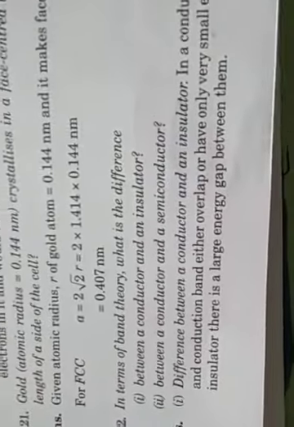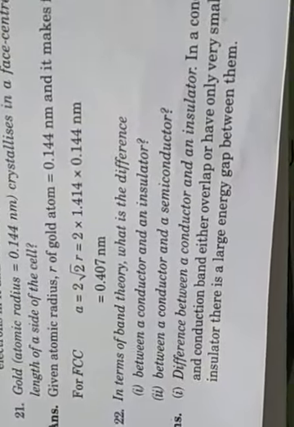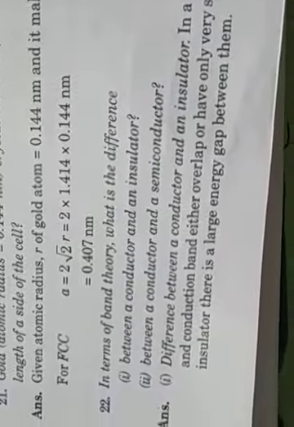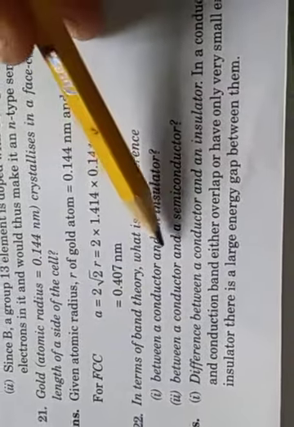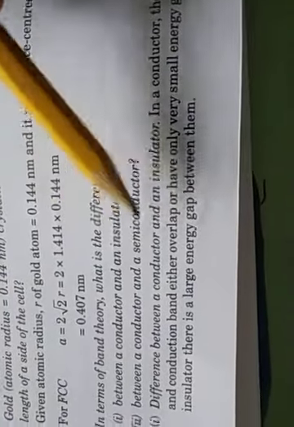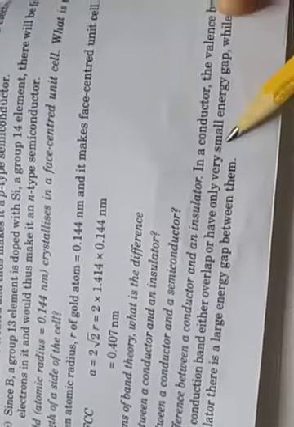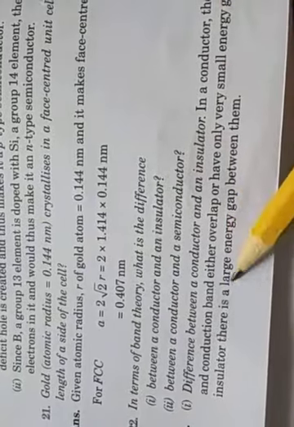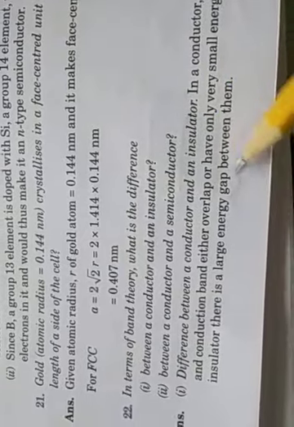Then question number 22. In terms of band theory, what is the difference, first between a conductor and an insulator, second between a conductor and a semiconductor. You already know the difference between a conductor and insulator. In a conductor, the valence band and conduction band either overlap or have only a very small energy gap, while in an insulator there is a large energy gap between them. This is the main difference.